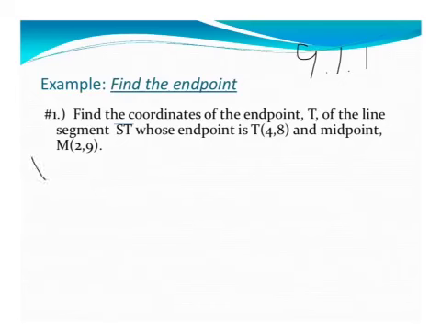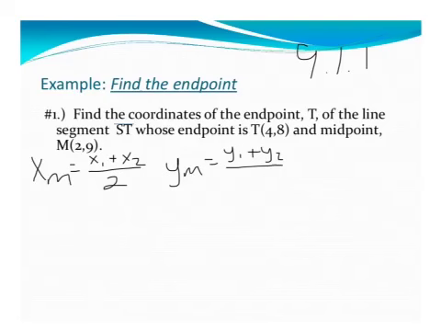So we're going to have our x-coordinate of our midpoint is equal to x1 plus x2 divided by 2, and our y-coordinate of the midpoint is y1 plus y2 over 2. And we're going to plug in what we know. Well, I have my endpoint t, and we're going to be looking for the endpoint s. There's a typo there. So I have my endpoint t, and I have my midpoint m.